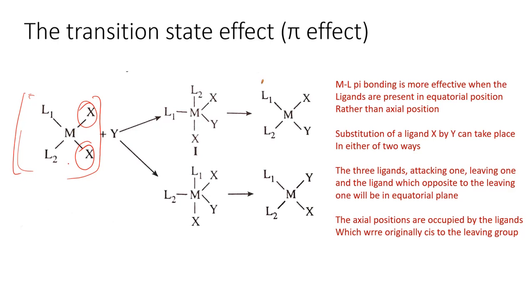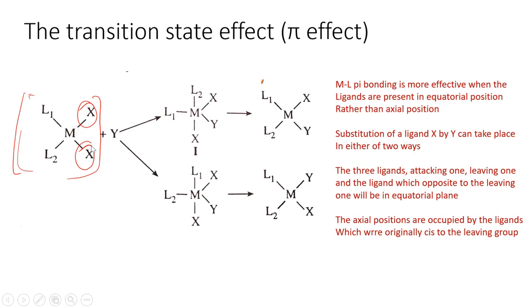The rules are like, when Y is attacking this square planar complex, now a 5 coordinate intermediate would be formed. Now in this 5 coordinate intermediate, the attacking ligand, in this case we have mentioned as Y, and the leaving ligand, means in the two pathways, actually either this X or this X would be the leaving group.